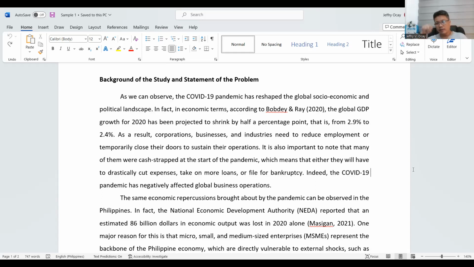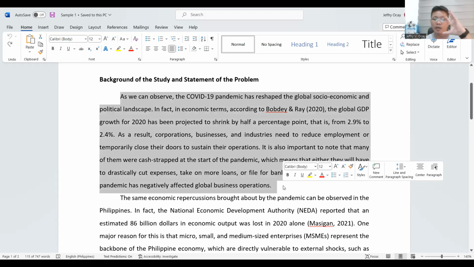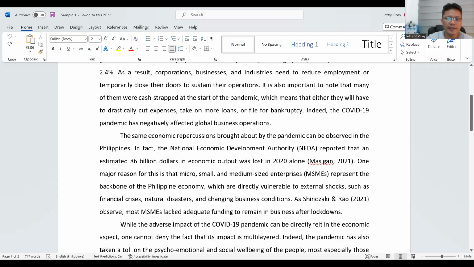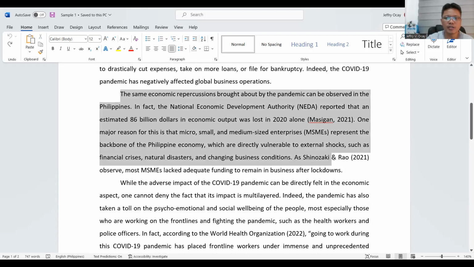So before we go into the specificity of the problem, the research problem of this proposed research, we provided the context of the problem. We show the overall problem, which is the impacts of the pandemic on a global scale, most specifically in the socio-economic and political landscape. And then the second paragraph pushes the idea further.